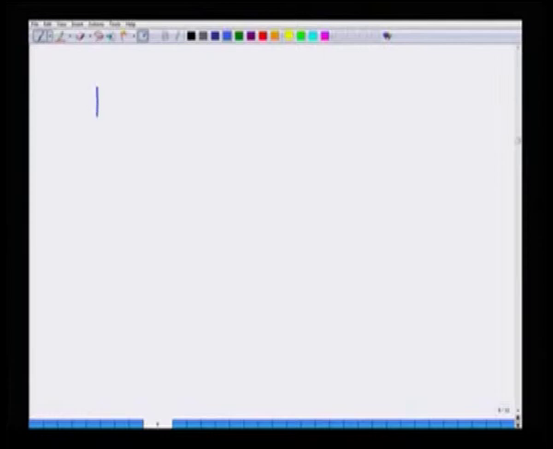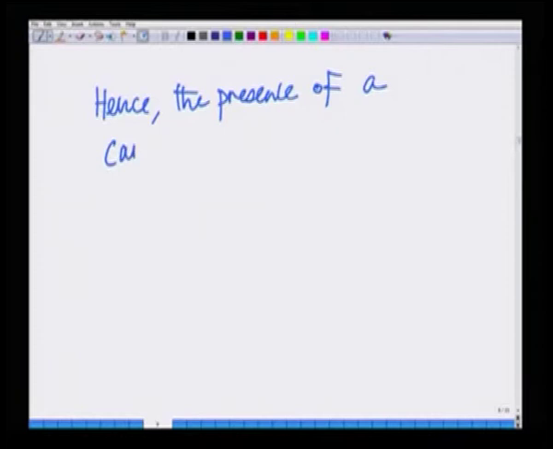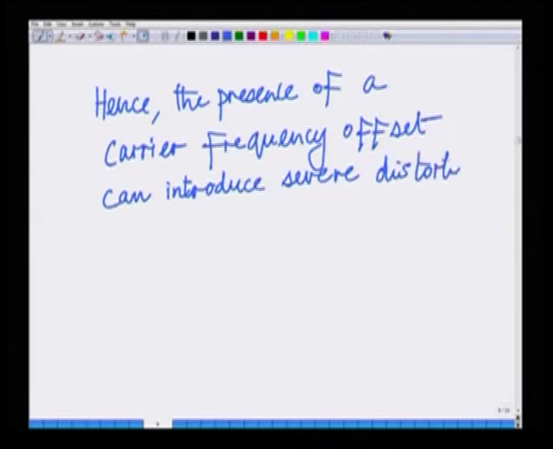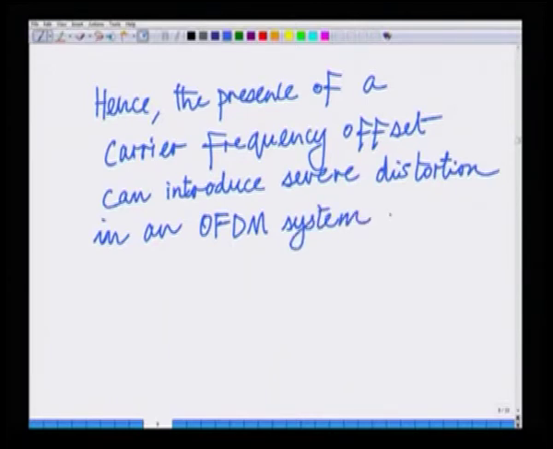Hence, the presence of a carrier frequency offset can introduce severe distortion in an OFDM system, as it results in a loss of orthogonality amongst the subcarriers.